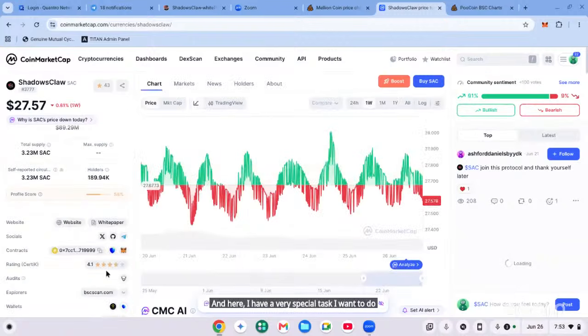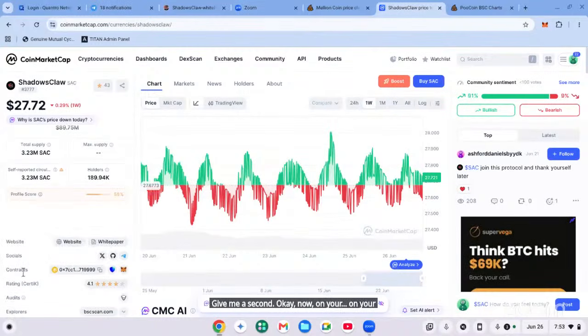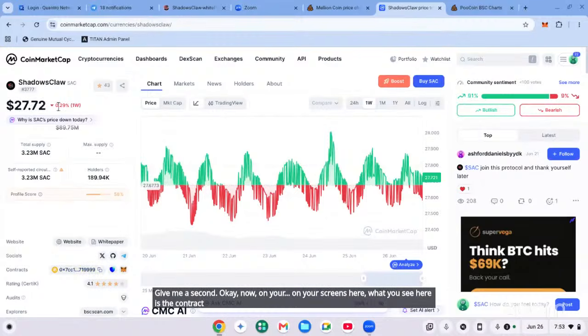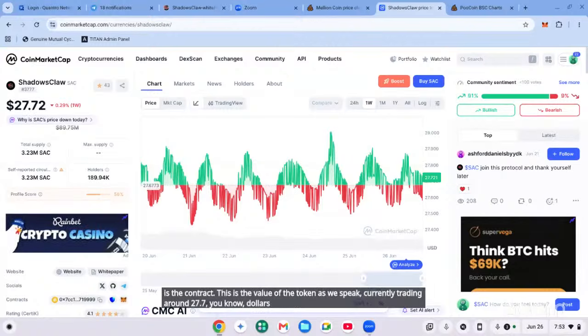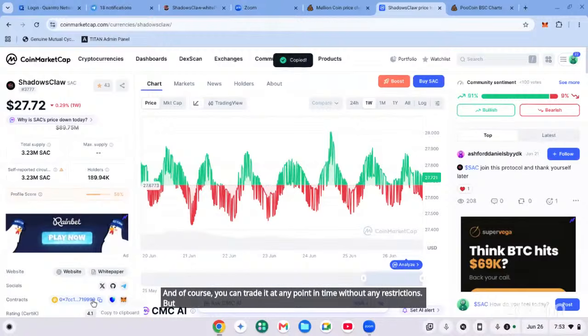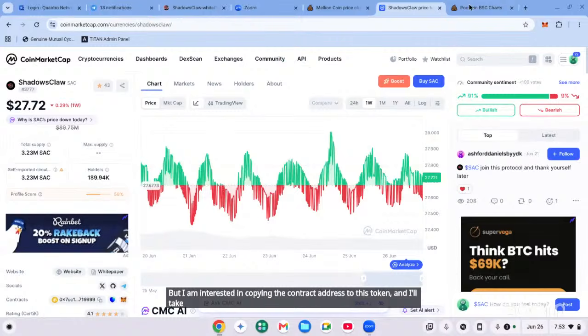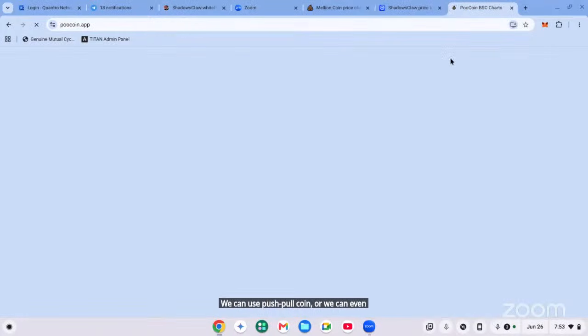And here I have a very special task I want to do. Give me a second. Okay, now on your screens, what you see here is the contract. This is the value of the token as we speak, currently trading around 27.7 dollars. And of course, you can trade it at any point in time without any restrictions. But I am interested in copying the contract address of this token, and I'll take it to PooCoin. I want to establish a few things. We can use PooCoin, or we can even use DexScreener.